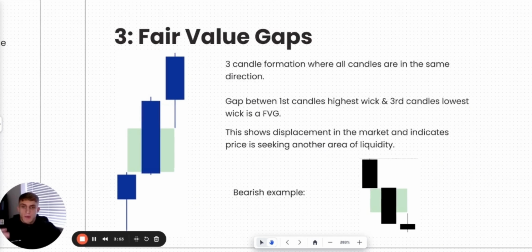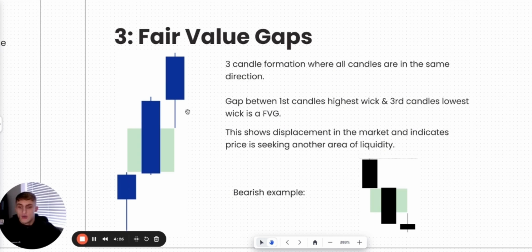The first concept that we're going to talk about is fair value gaps. Very, very simple, but very widely used and very popular in the trading space. All it is is a 3-candle formation, and it's a gap between the third candle, the bottom of that wick, and the first candle, the top of that wick. So this area here, but what does that really mean?